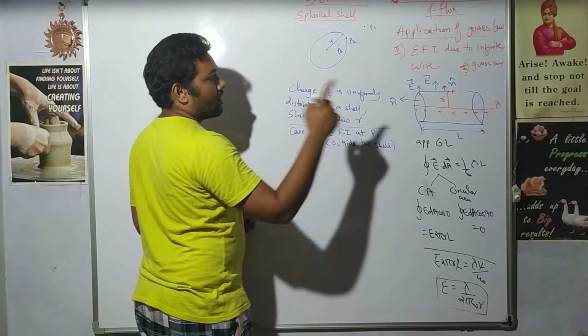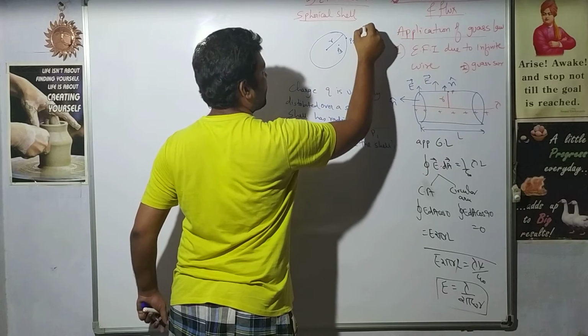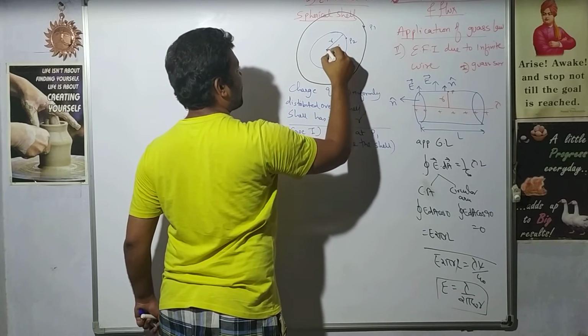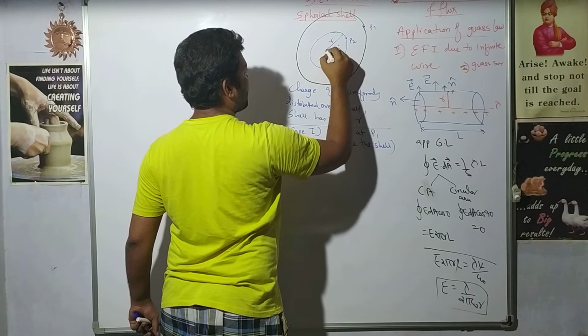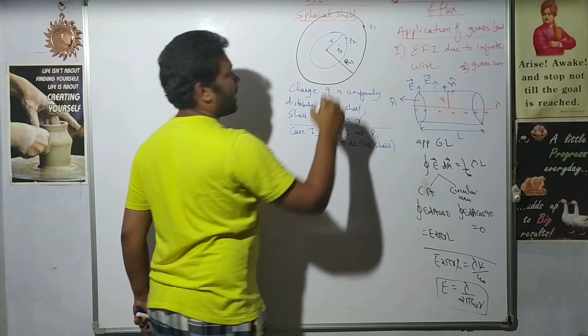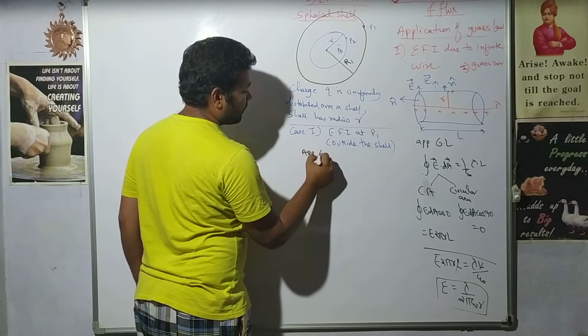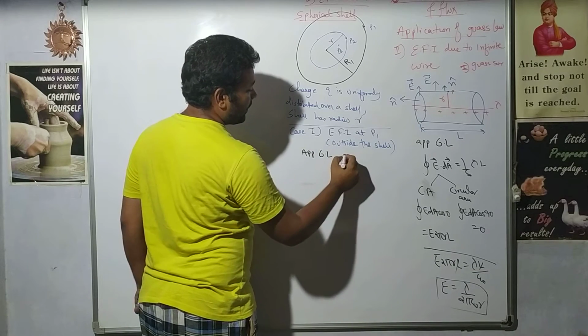So what will I do? Simple. Step 1, select a Gaussian surface. So I will select a spherical Gaussian surface. Let us say this spherical Gaussian surface has a radius R1. Now for this, if I apply Gauss law, what will I get?